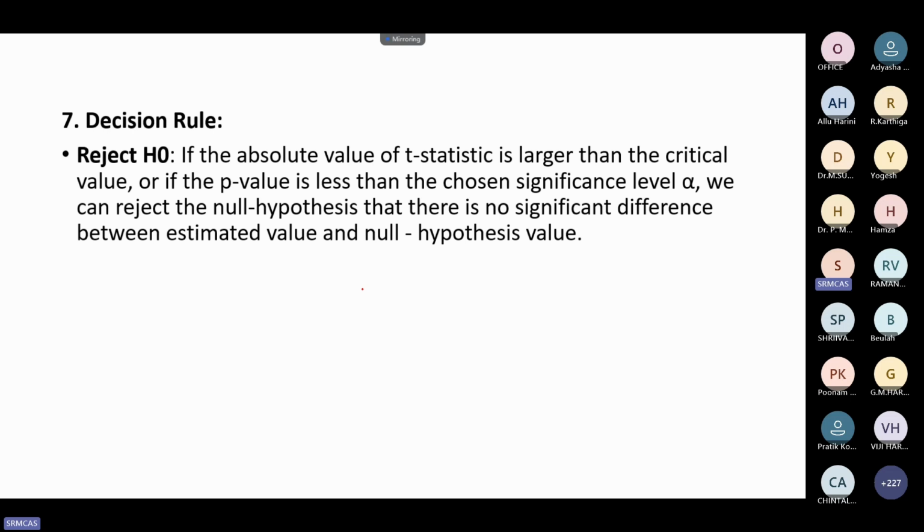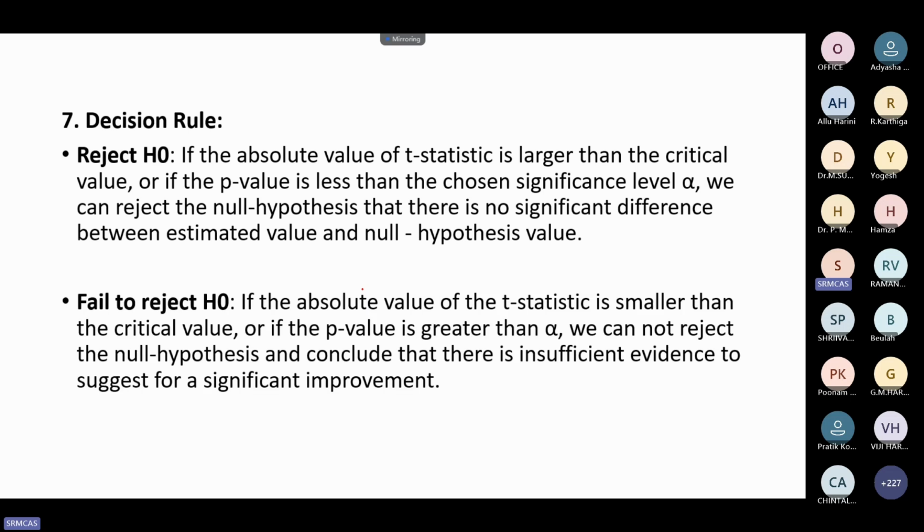If the absolute calculated value of the test statistic is more than the table value, then we can reject the null hypothesis and accept the alternative hypothesis. That means the intervention has some effect. We fail to reject the null hypothesis if the test statistic is less than the table value.